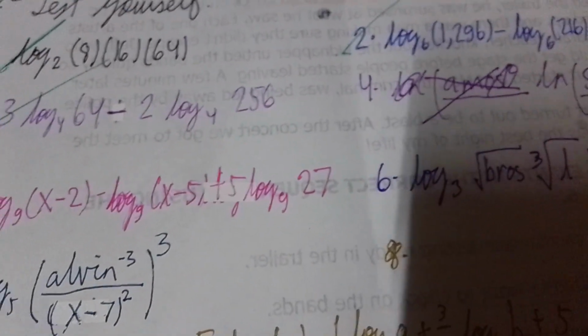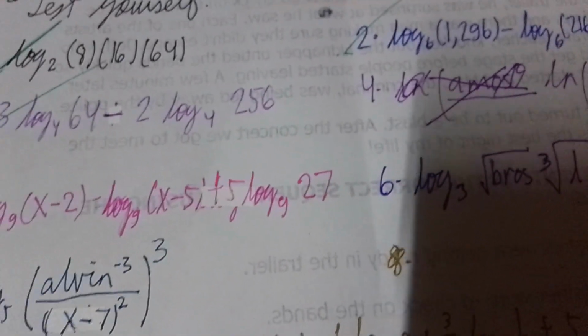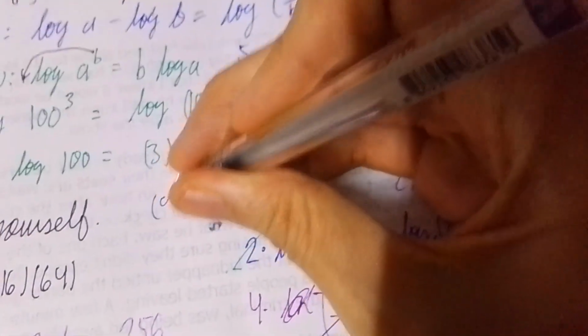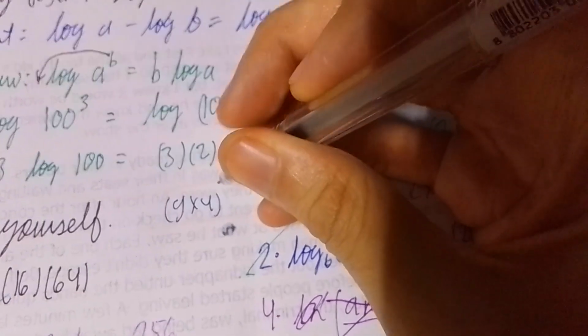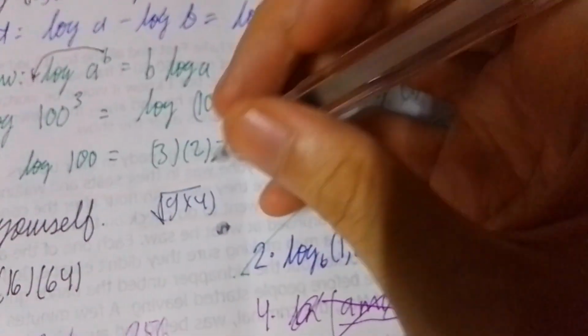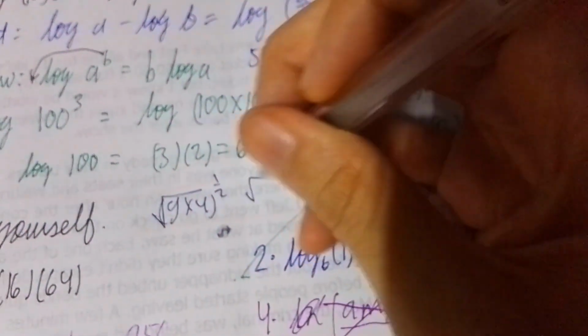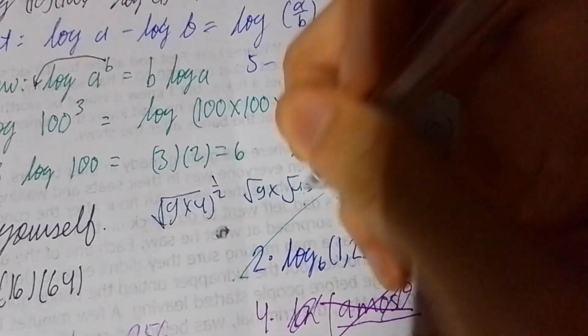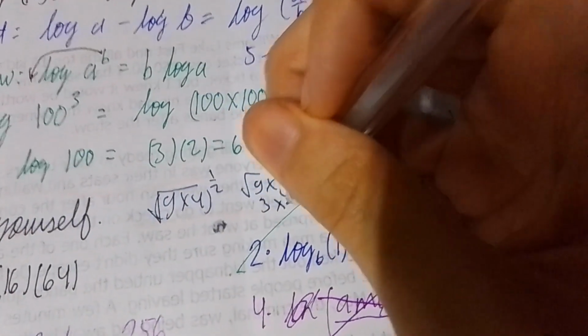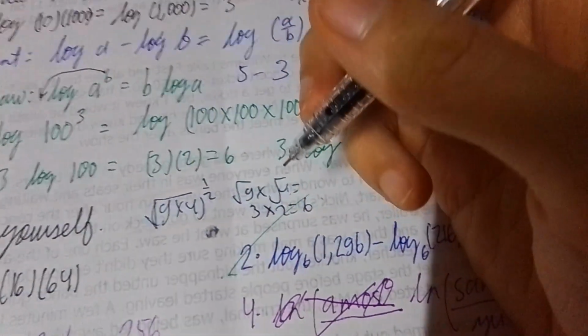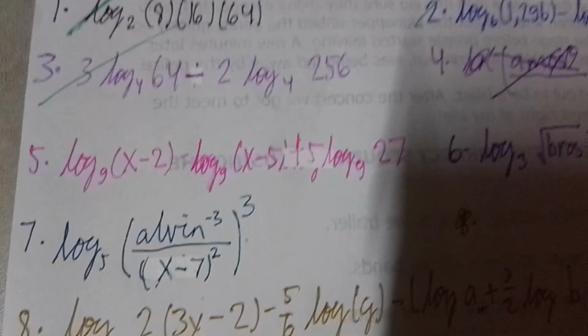If you have a product inside the parentheses, and it's being raised to the same exponent, the exponent gets distributed. For example, we have 9 times 4, then square root, right? It's being raised to the 1/2 power. We can simply do this, right? And we get 3, 2, 6, because 9 times 4 gives you 36, right? So we can distribute.